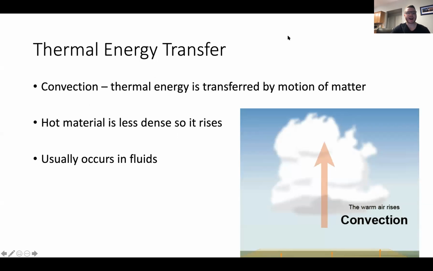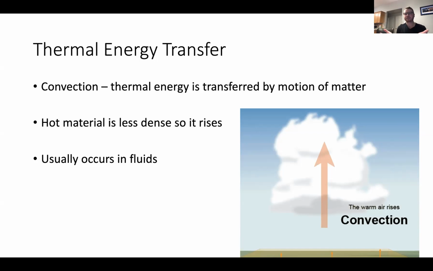And lastly, we have convection. So this is thermal energy that is transferred by the motion of matter. Hot material is less dense, so it rises. And this type of energy transfer usually occurs in fluids. You might be able to see this at home if you're boiling a pot of water, right?